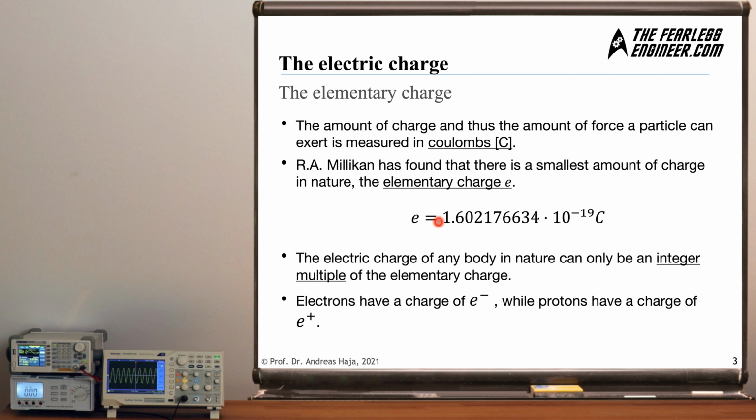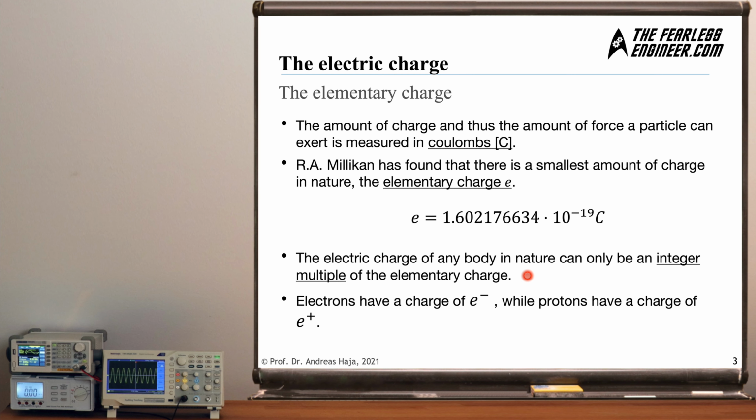It's 1.602 and so on and so forth times 10 to the power of minus 19 coulombs. The interesting thing is that the electric charge of any body in nature can only be an integer multiple of the elementary charge. In order to understand this concept, you can easily imagine yourself standing on a beach and grabbing a handful of sand.